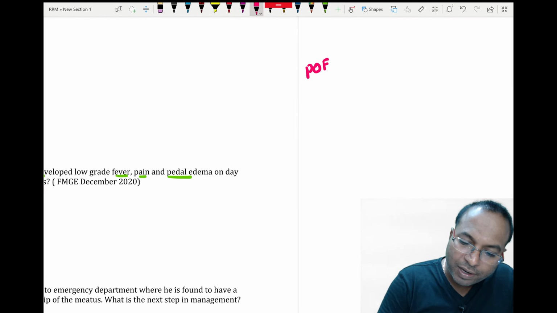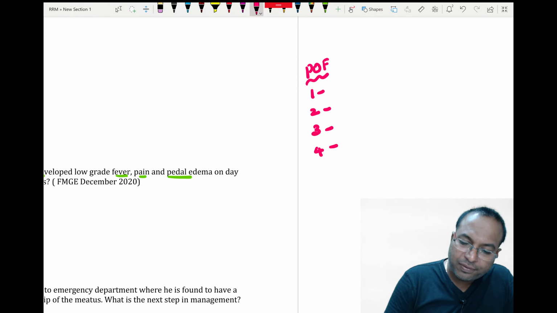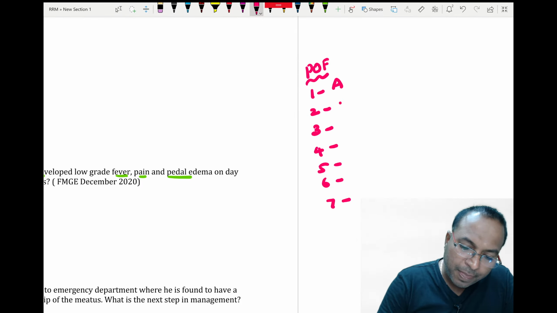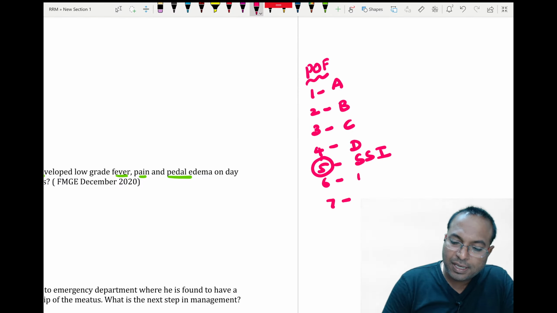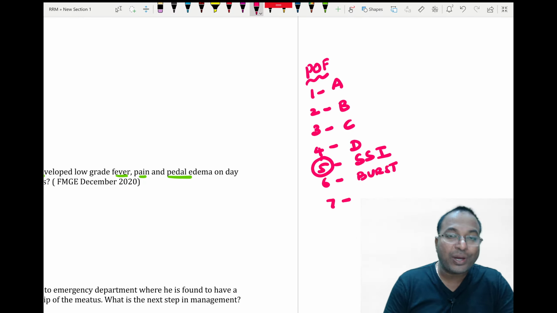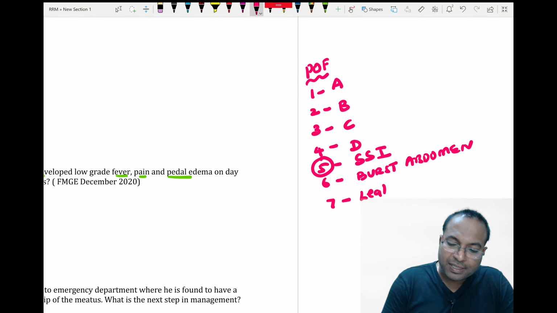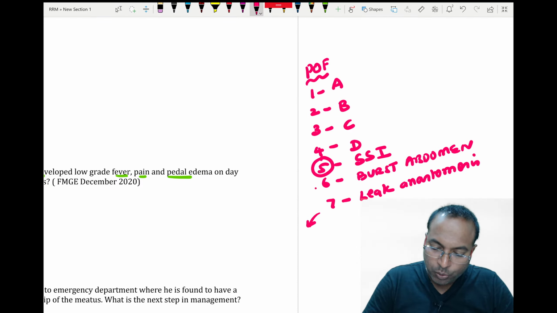Post-operative fever. The causes on the first post-op day, second day, third day, fourth day, fifth day, sixth day, seventh day. I used to remember a simple method, A, B, C, D. Day 5 looks like, yes, it is surgical site infection. Day 6 is burst abdomen. When you hit a 6, the abdomen will burst. Day 7, there is a leak from the anastomosis. So when you are leaking in anastomosis, you will go to heaven. Remember 7, you go to heaven.